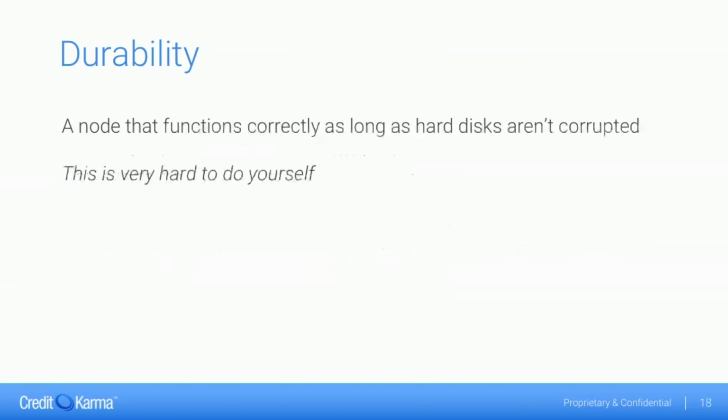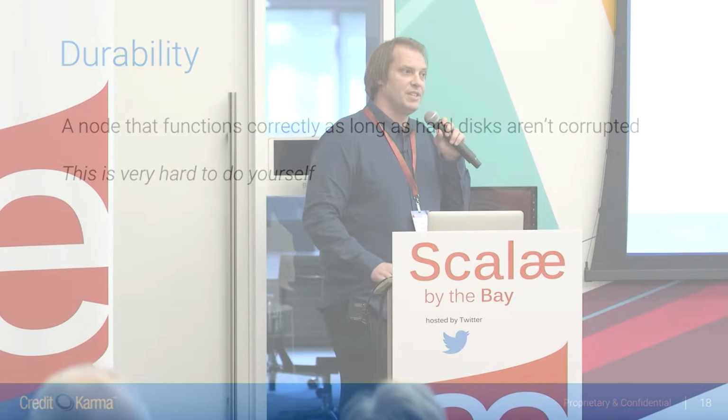The second one I look at is durability. This is basically the ability of the system to function correctly as long as the hard disks don't fail. So if you get crashes, what have you, the data will still be there. This is generally given to you by a database, something that's ACID compliant. If you need this, it's better to just have a system that gives it to you. It's very hard to build in yourself.